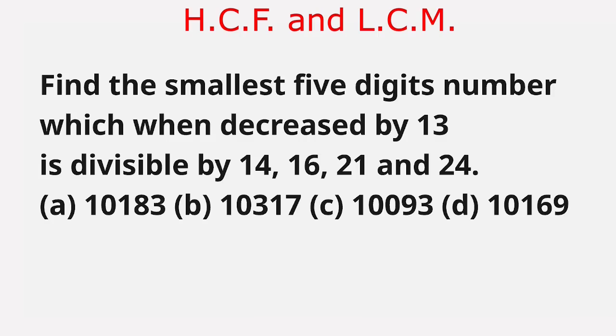Our question is, find the smallest 5-digit number which, when decreased by 13, is divisible by 14, 16, 21 and 24. The given options are option A, 10,183, option B, 10,317, option C, 10,093, option D, 10,169.